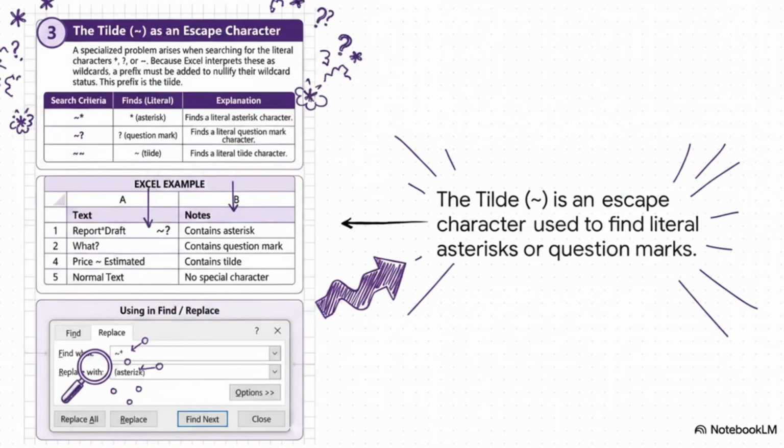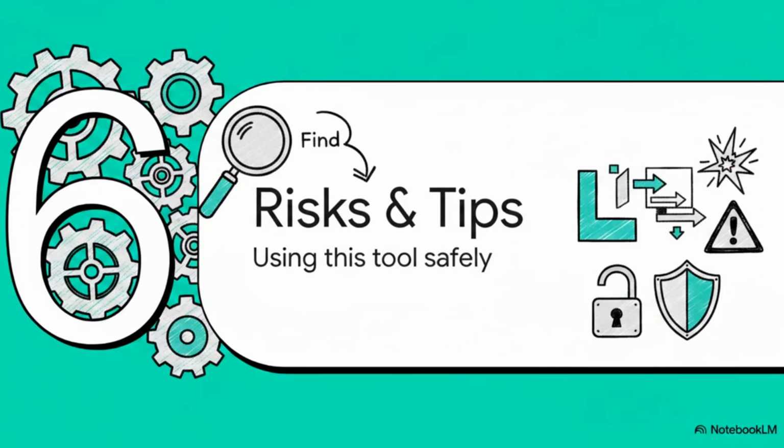So you might be wondering, what if I actually need to find a question mark or an asterisk in my data? How do I do that? That's where our third character, the tilde, comes to the rescue. The tilde is what's called an escape character. As you can see in the table, if you want to find a literal asterisk, you just type tilde asterisk. And if you want to find a literal question mark, you type tilde question mark. The tilde basically tells Excel, hey, for the very next character, just ignore its special power and treat it like regular text.